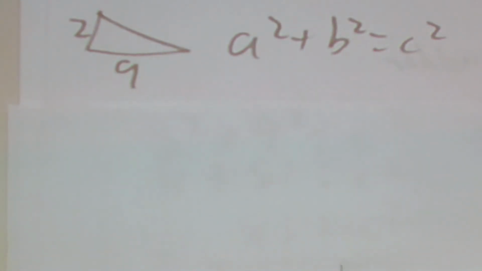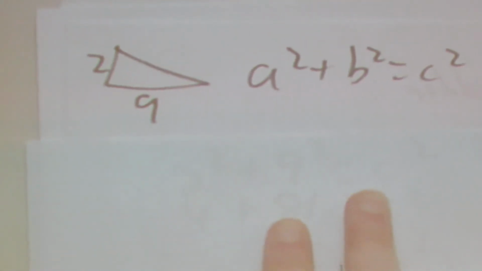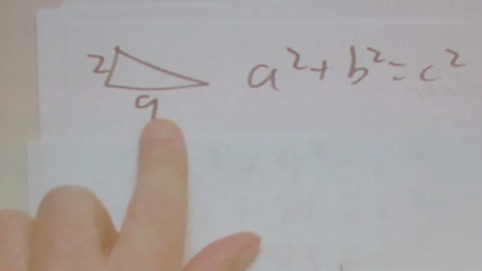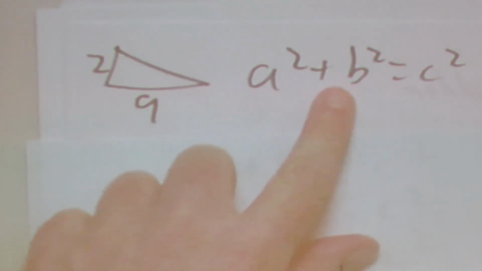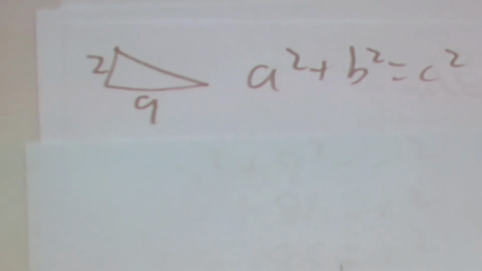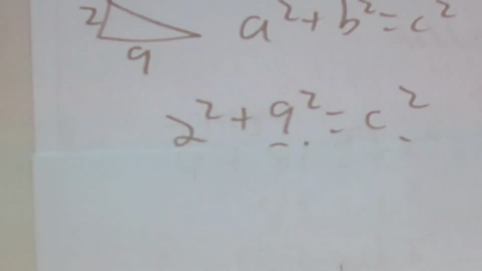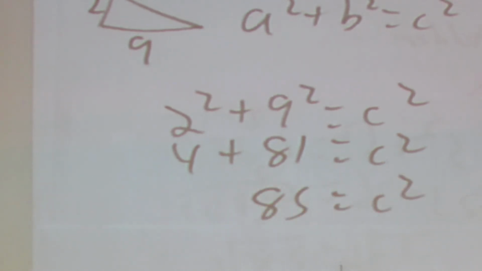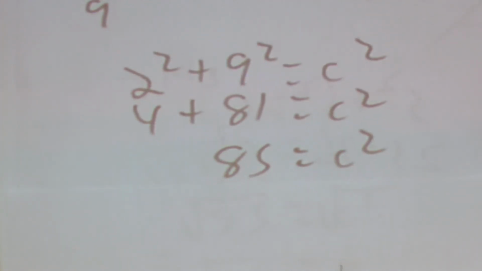Next, we're going to be given some triangles and we need to find one of the sides. They're all going to be right triangles. So let's say that we're given one with the legs: one leg is 2 and one is 9. We're going to use a squared plus b squared equals c squared. So substitute our numbers in. We have 2 squared plus 9 squared equals c squared. 2 squared is 4, 9 squared is 81. When we add those, we're going to get 85 equals c squared.